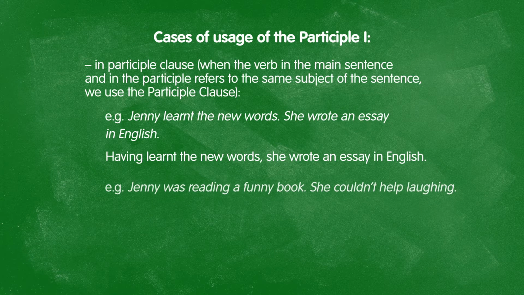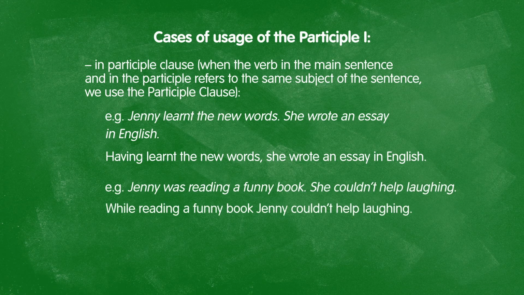Another example, Jenny was reading a funny book. She couldn't help laughing. We can combine these as, while reading a funny book, Jenny couldn't help laughing. So when the verb in the main sentence and in the participle refer to the same subject, we can combine the sentences by using a participle clause. This also shows a greater relationship between the two topics.